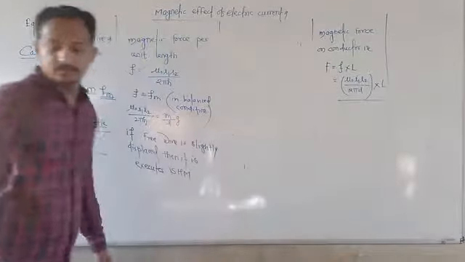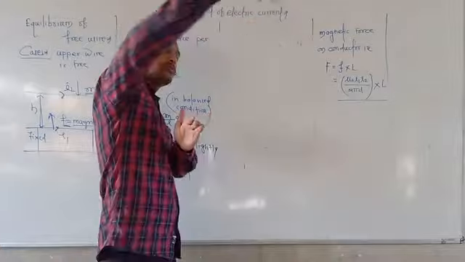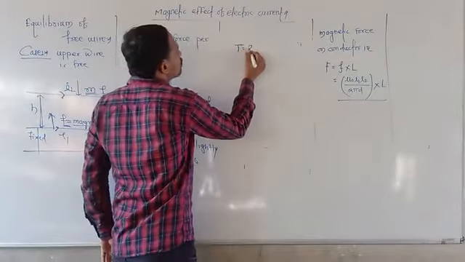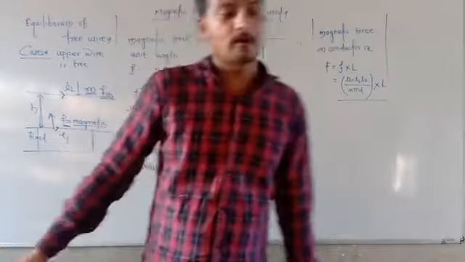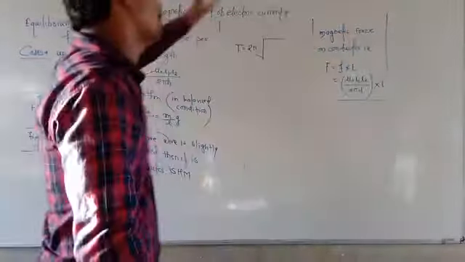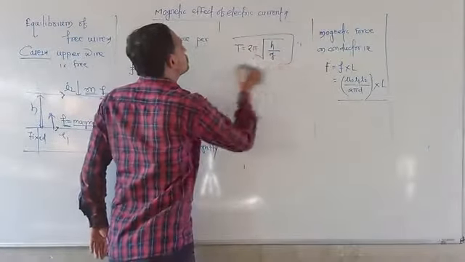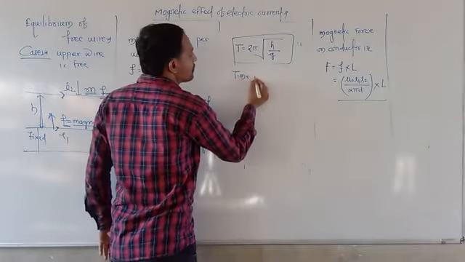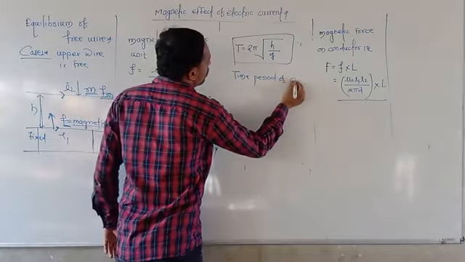So that time period of oscillation is given by, according to simple harmonic oscillation, T is equal to 2 pi under root of h upon g, means L upon g or h upon g, like this. So this is the time period of oscillation.